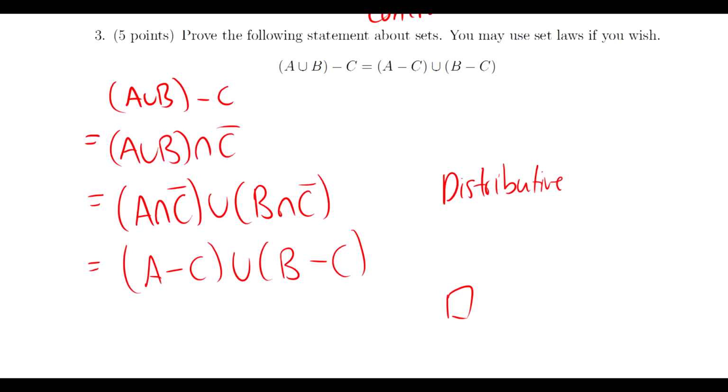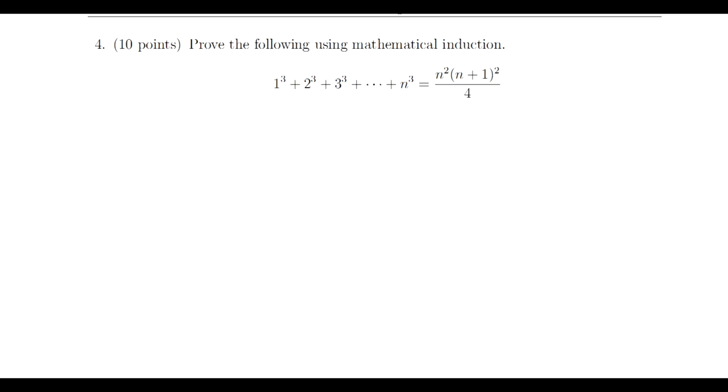What you could do is say X is an element of A or B minus C, X is an element of A or B intersection C bar, so X is an element of A or B, and X is an element of C bar. And you could do that, but that's unnecessary. The key part here is that you can use set laws if you wish. That's the key part. If I say you may use it, it's because it's much faster.